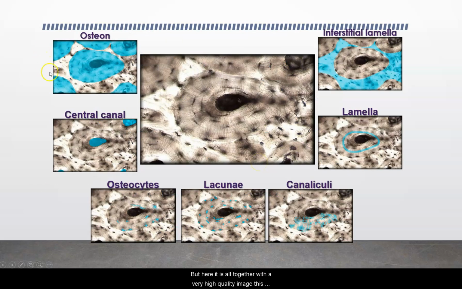So here it is all together in a very high quality image. This entire thing is an osteon. Here's the central canal, the osteocytes, the lacuna, the canaliculi, the little hair-like canals, the lamella, and the interstitial lamella.